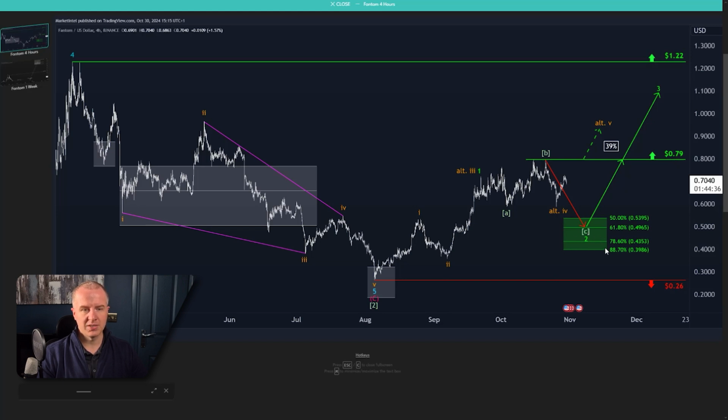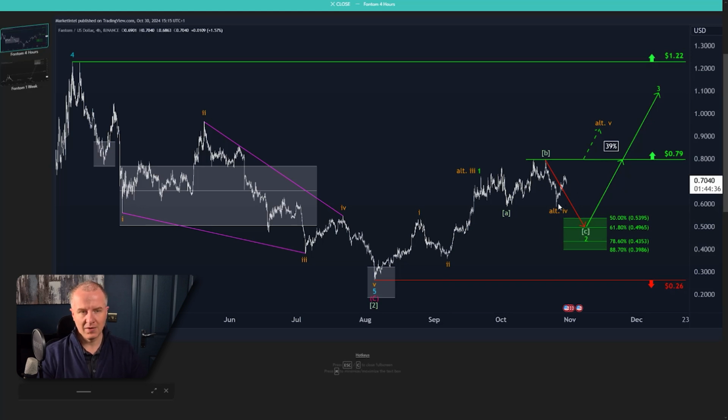We know that a wave 2 should typically reach the area between the 88.7 Fibonacci retracement and the 50% retracement, in this case between 39.8 cents and 53.9 cents. This is the Fibonacci support area. There are additional levels like the very important 61.8 retracement, the golden ratio level at 49.6 cents, or the 78.6 Fib level at 43.5 cents. So as long as we're holding this area, the focus can be on higher prices.